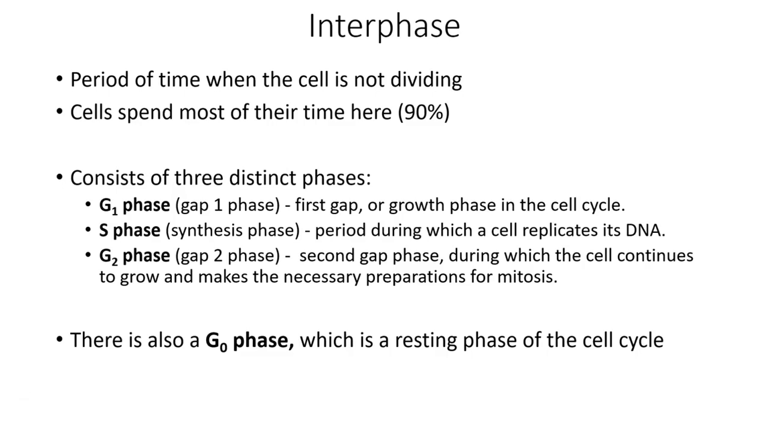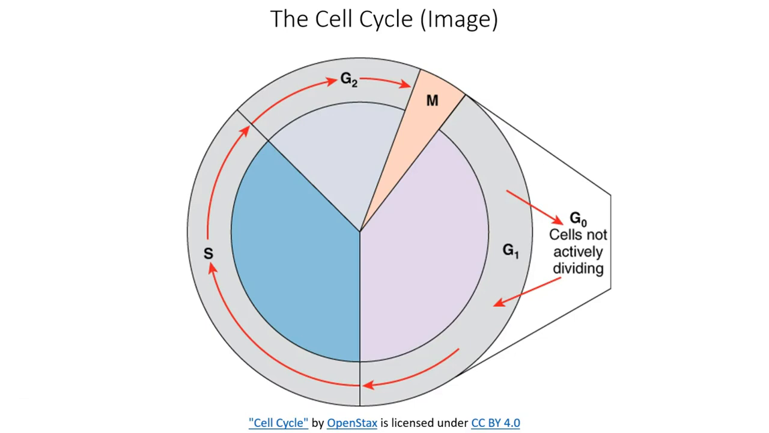There is also a G0 phase. This is a resting phase that would come after the G2 phase in some cases. This phase does not always happen, where the cell finishes all of these growth and synthesis phases and then pauses for a little bit before starting mitosis. But this does not always happen. Very frequently, cells will go straight from the G2 phase directly into mitosis. But sometimes they do need to take a little bit of a pause before entering that mitosis phase.